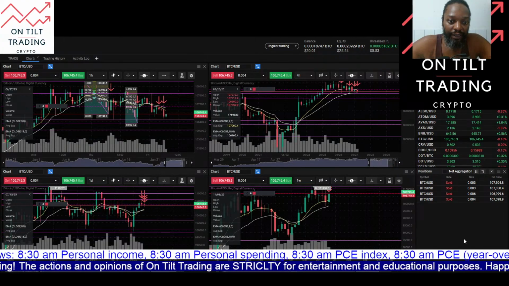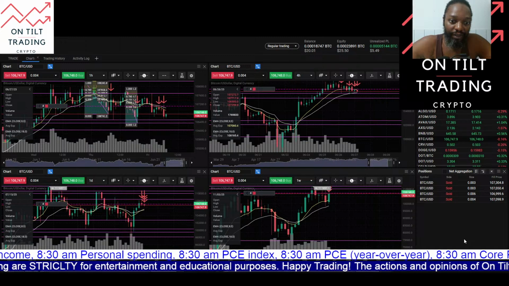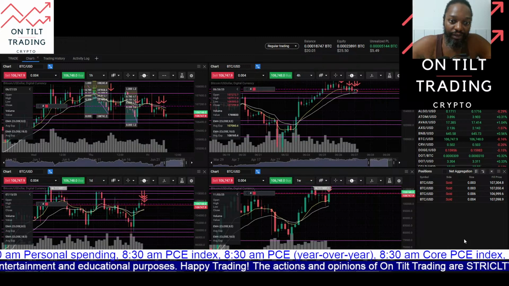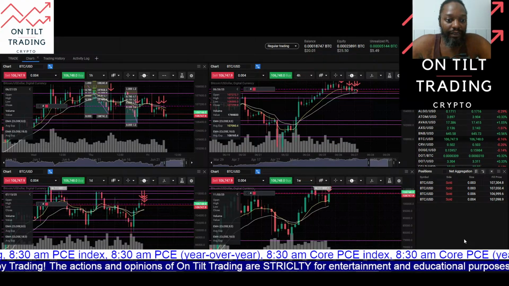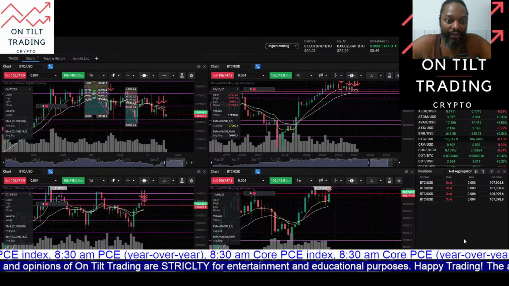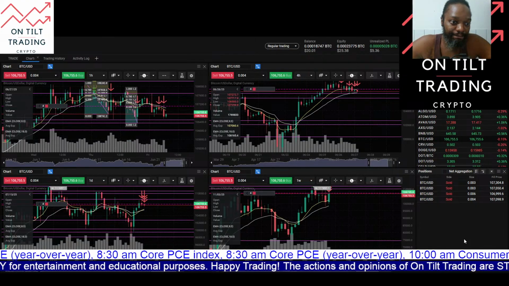Price consolidating here on Bitcoin, now trading at 106,745.3, so just trading around the 106,750 level, and consolidating here around this level as it is trading at a swing point here.